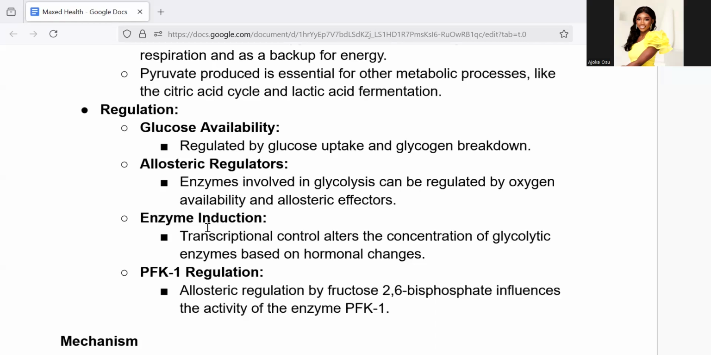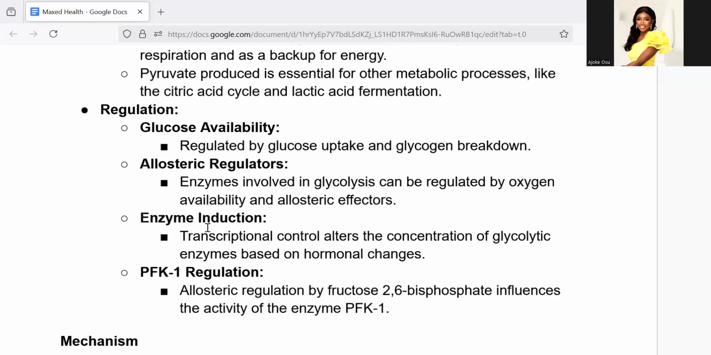PFK2 has both kinase and phosphatase activity, and it can transform fructose 6-phosphate to fructose 2,6-bisphosphate and vice versa. So insulin dephosphorylates PFK2, activates its kinase activity, which increases fructose 2,6-bisphosphate and subsequently activates phosphofructokinase 1.